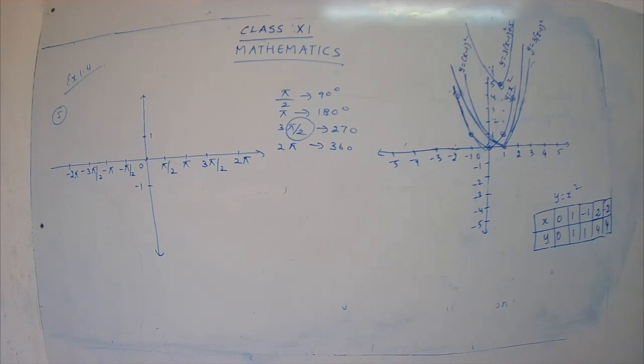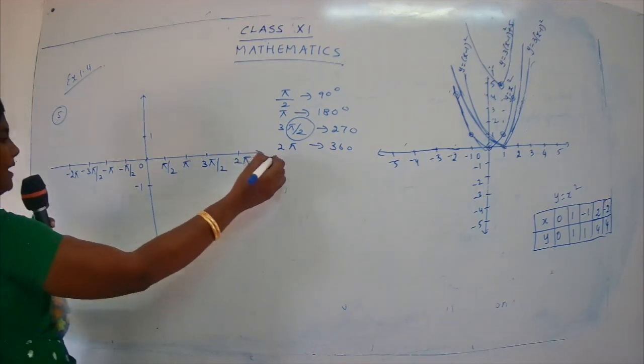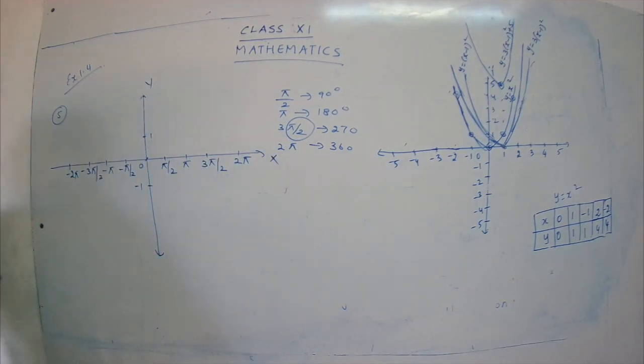Here for sin x and cos x, whenever you deal with trigonometric functions on the x-axis, you have to take the angles. So what are the angles we are taking over here? Pi by 2, pi, 3 pi by 2, 2 pi. Okay, so just do it.